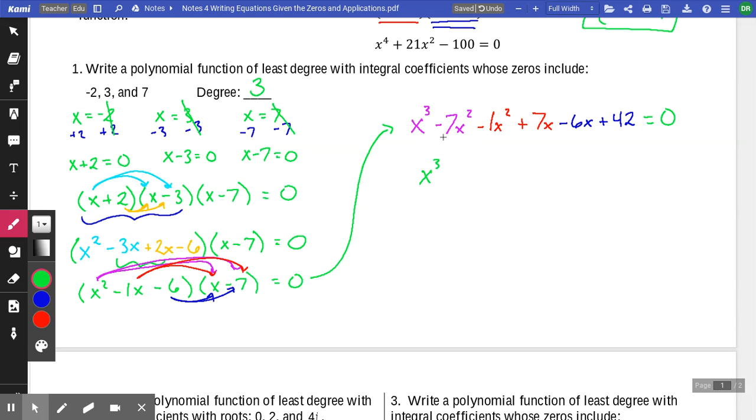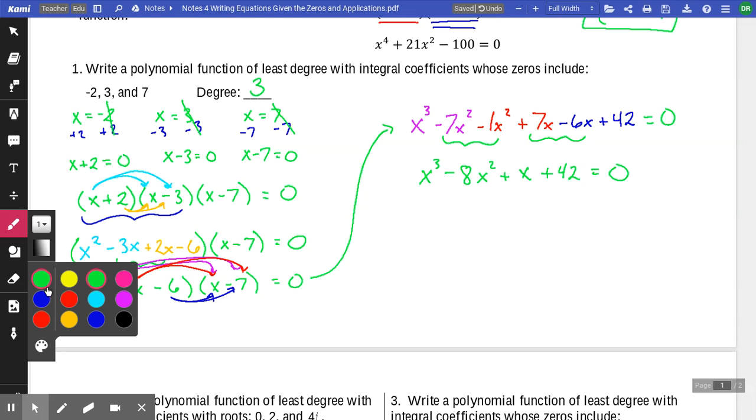And then we can combine the x squareds. So -7x squared minus 1x squared, that's -8x squared. We can combine these like terms, 7x minus 6x, that's plus 1x or just plus x. And then we have a plus 42 at the end that we can't do anything with. And that's all equal to 0.